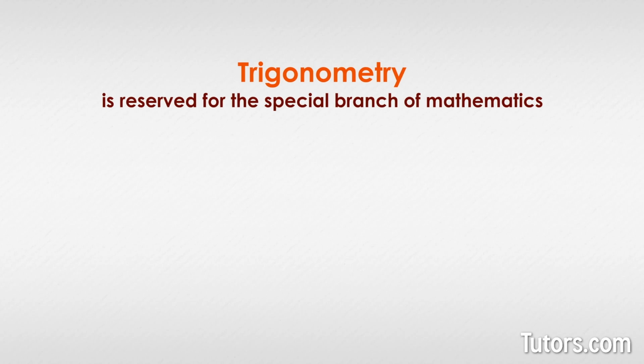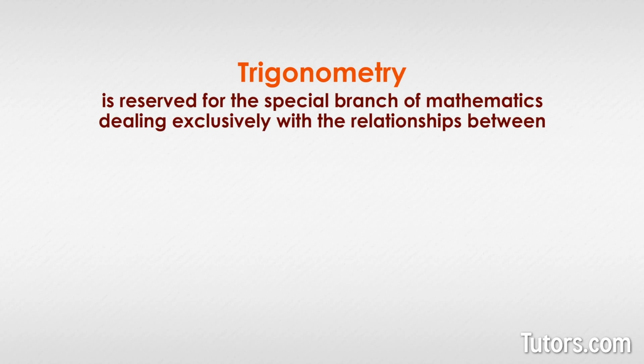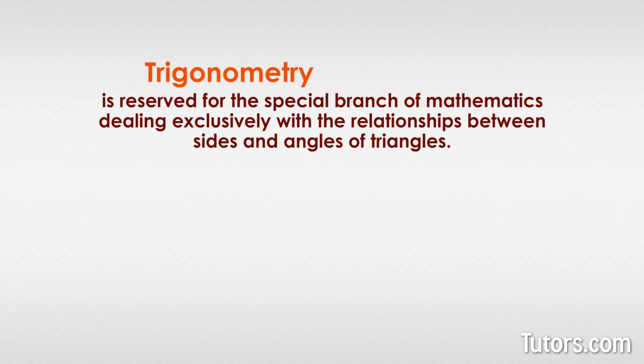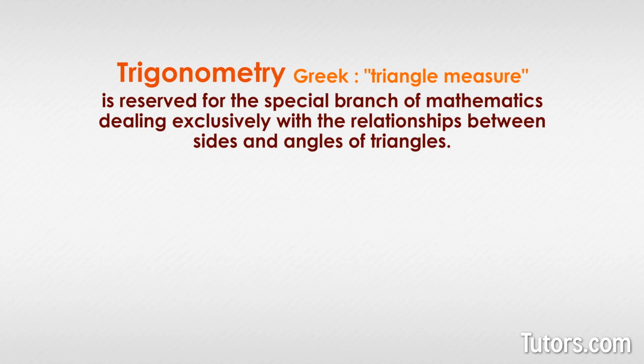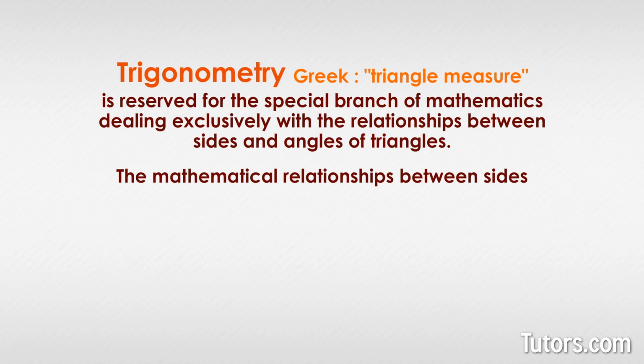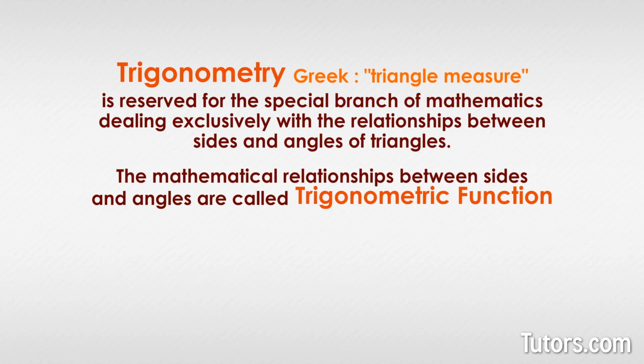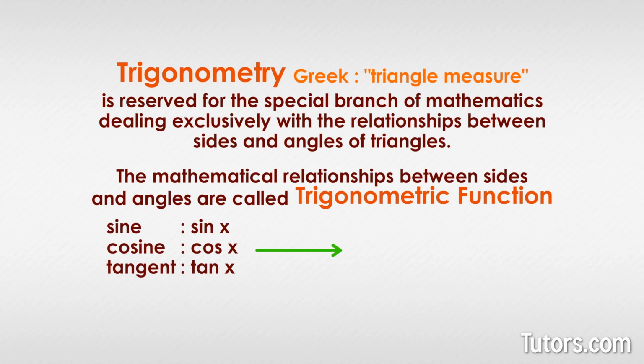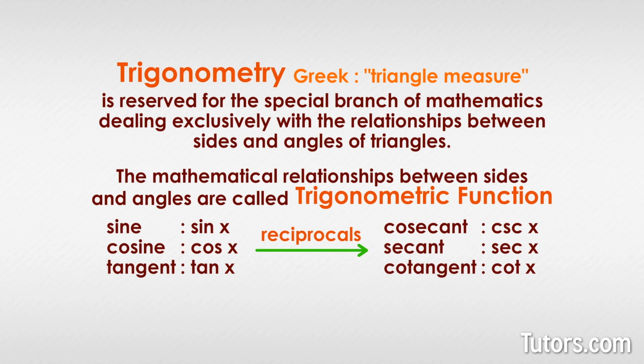Just as the word hypotenuse is reserved for the longest side of right triangles, trigonometry is a word reserved for the special branch of mathematics dealing exclusively with the relationships between sides and angles of triangles. The word itself comes from the Greek words meaning triangle measure. The mathematical relationships between sides and angles are called trigonometric functions. These functions are sine, cosine, and tangent. Their reciprocals are cosecant, secant, and cotangent.